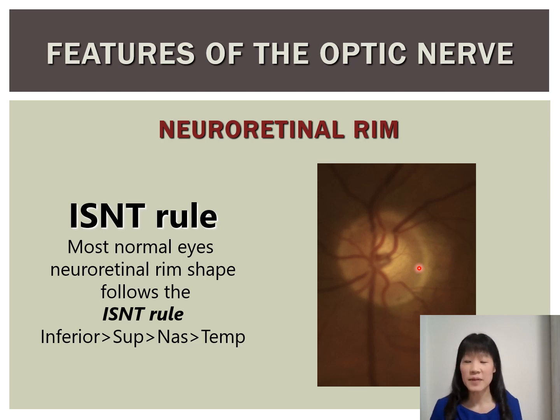Any deviation from the ISNT rule is more likely glaucoma. So obviously glaucoma causes superior and inferior thinning. So if the superior or inferior neuroretinal rim is the thinnest, instead of the temporal rim, that is a red flag saying, well, maybe that patient has vertical cupping or glaucoma.